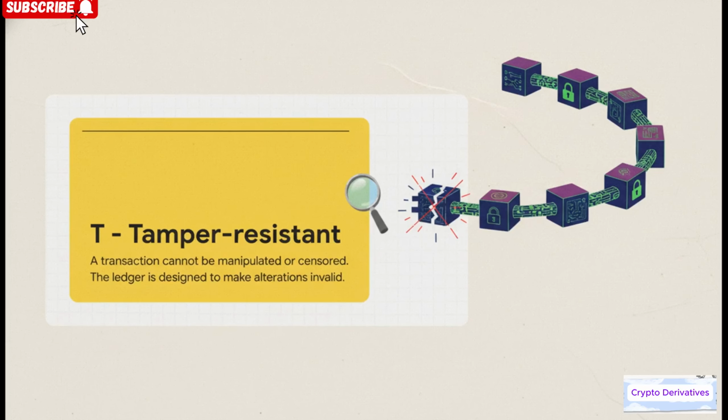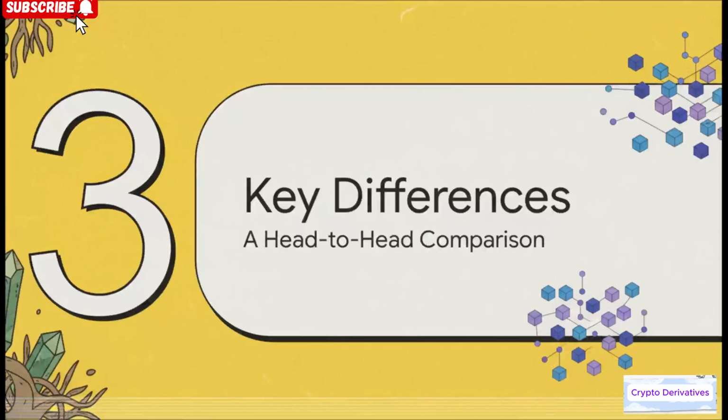Each new block of transactions is cryptographically sealed to the one before it, creating a chain. If anyone, anywhere, tried to alter even one tiny piece of data in an old block, it would instantly shatter that cryptographic seal, and the entire network would immediately reject it as a fake. It's incredibly secure.